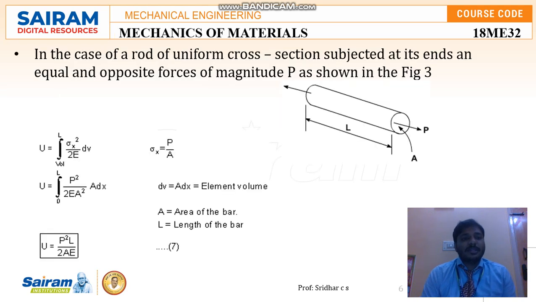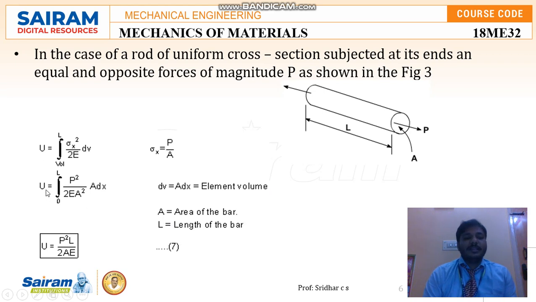Now for the same case, consider a uniform cross section, where we have taken a rectangular cross section, subjected at the ends to equal and opposite forces of magnitude P. We can see this diagram for the same condition, but here the cross section is uniform, where L is the length, P is the load and A is the cross sectional area. For this same equation, U will be equal to the integral over volume of sigma x square by 2E into dV, where sigma x, that is stress, will be equal to load by area, dV will be the elemental volume, A will be the area of the bar and L will be the length of the bar.